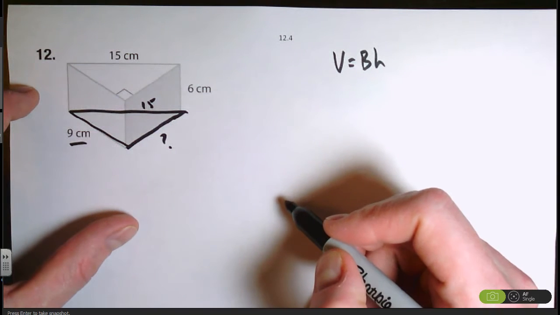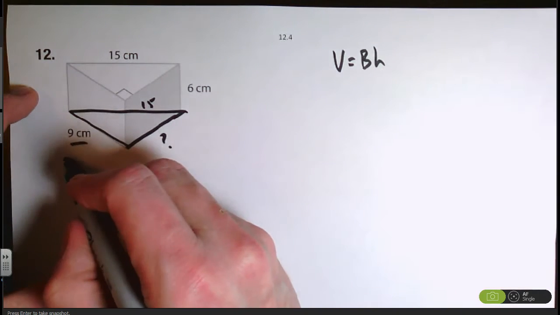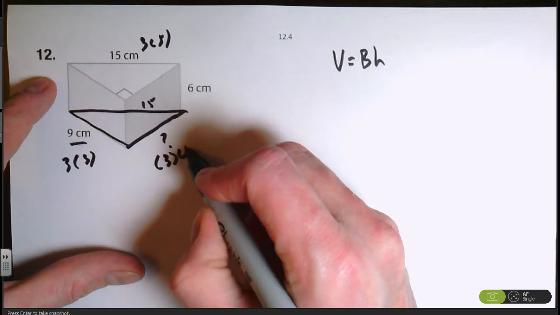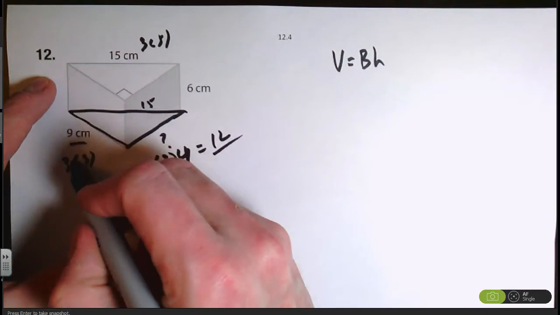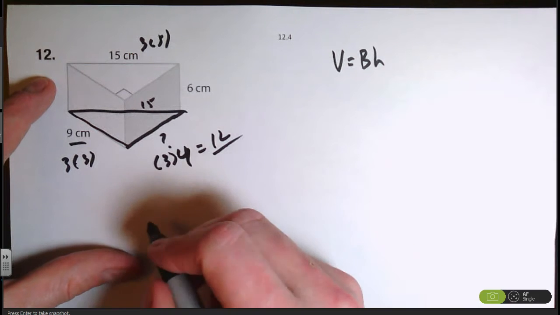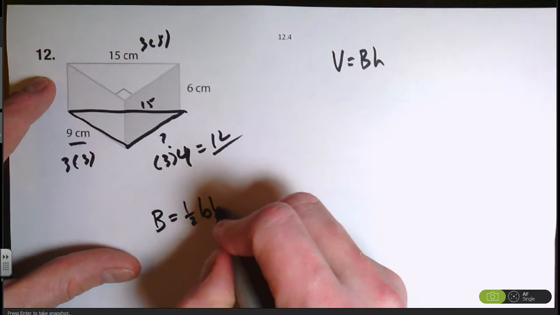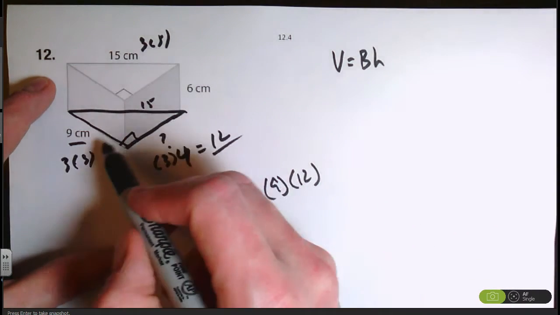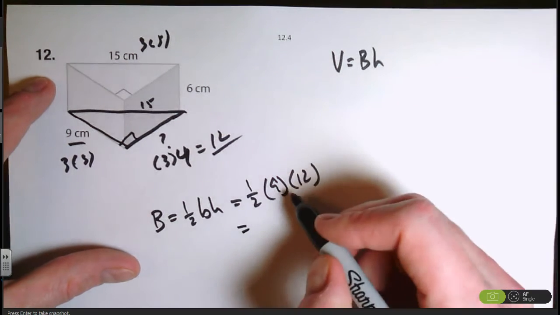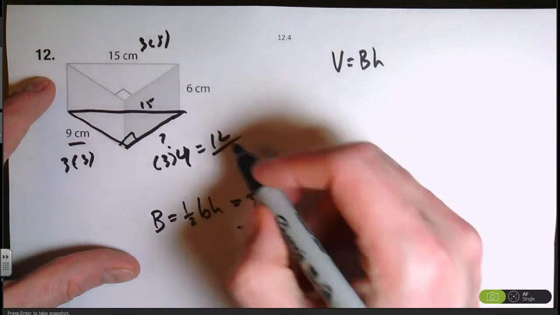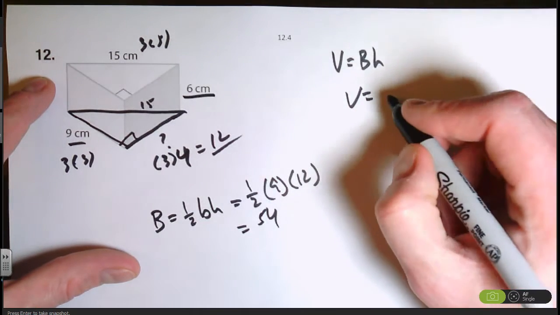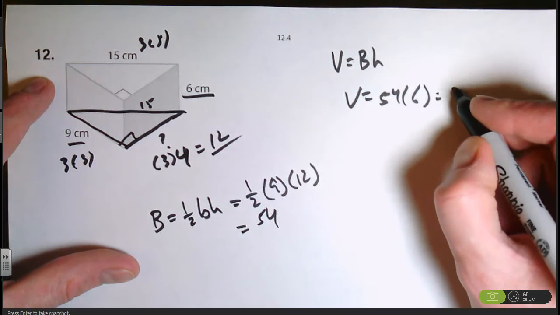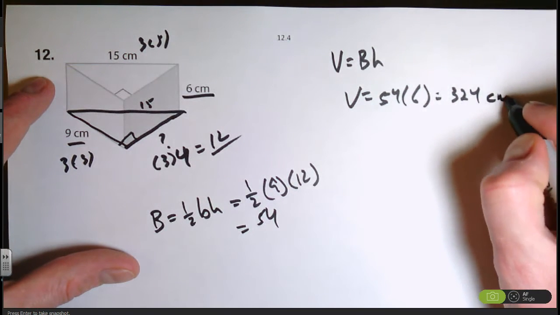And this side's 15. Well, it's actually really easy, because if you realize that this is 3 times 3, this is 3 times 5, this must be 3 times 4, which is 12, because we have a 3, 4, 5 triangle for the base. So the area of the base is going to be 1/2 base times height, which is 1/2 times 9 times 12. Because for a right triangle, the base and the height are the same thing. So 1/2 of 12 is 6, 6 times 9 is 54, and then our actual height is 6. So the volume is 54 times 6, which is 300 plus 24, so 324 centimeters cubed.